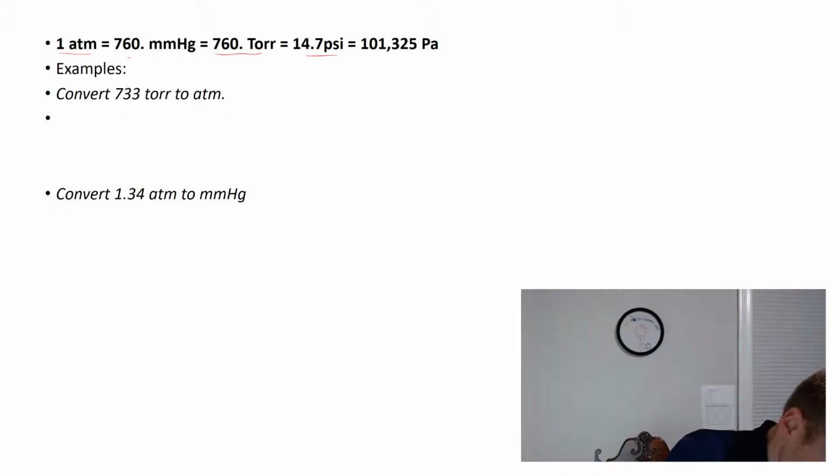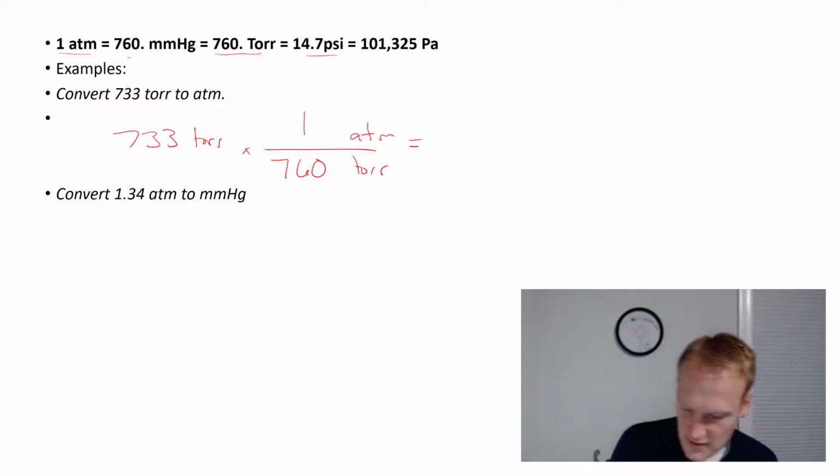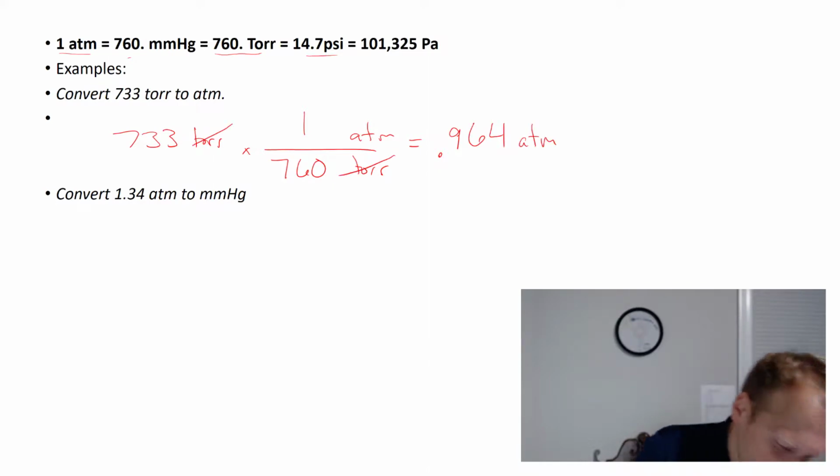These are just basic conversions, dimensional analysis. So if I'm going from 733 torr to atmospheres, I'm going to start with my given as I always do. I'm going to put torr down at the bottom and I'm going to put atmospheres up at the top. And then I just use my equality, 1 atmosphere equals 760 torr, and I take the 733 and divide by 760. So that'd be 0.964, and that would be atmospheres, and torr would cross out.